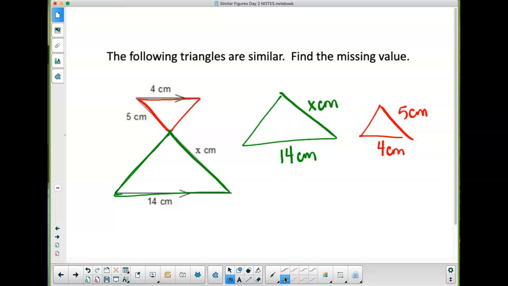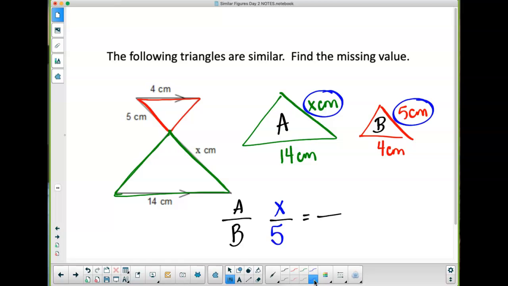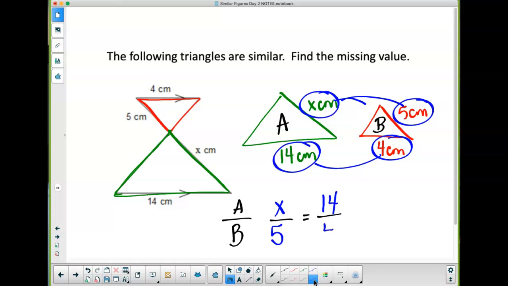Then we're looking at triangle A and triangle B. So we have A over B, and we can set up our proportion. Okay, so we pick a side from A. I'm going to pick the X. The X from triangle A matches up with the 5 from triangle B. So you have X over 5, and then the 14 matches up with the 4, so 14 over 4.